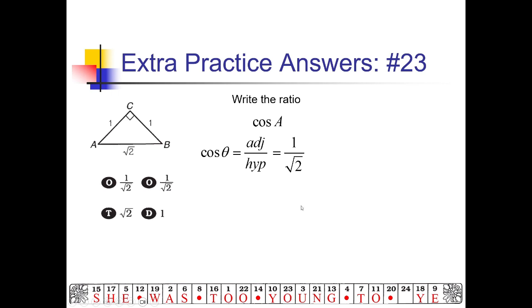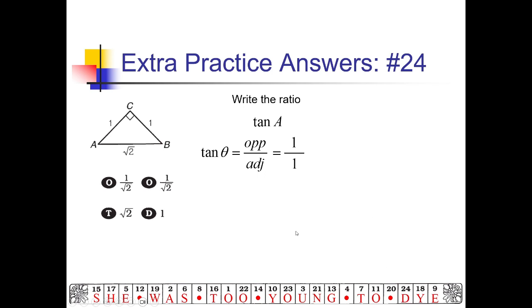And we're on to the final problem. All right, the very last problem. It's been a journey here. Tan of A, so opposite over adjacent. So we have opposite side 1 over adjacent side 1. This reduces to just 1. So then that's going to be choice D. That's our final letter going in spot 24.